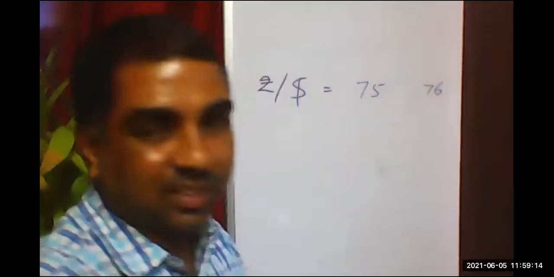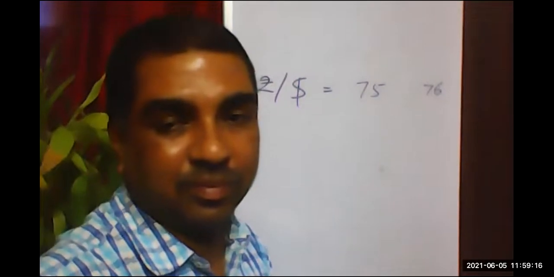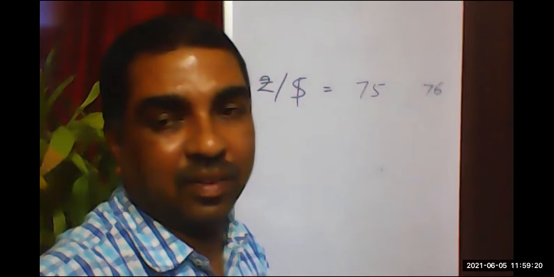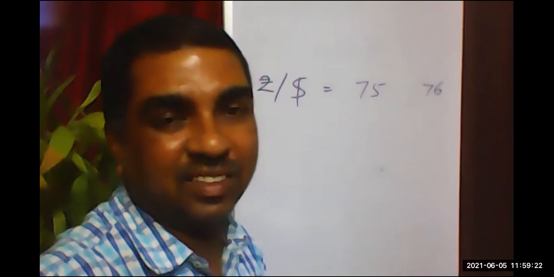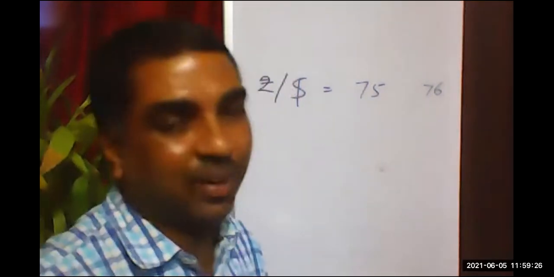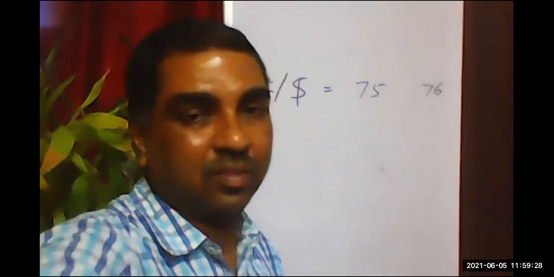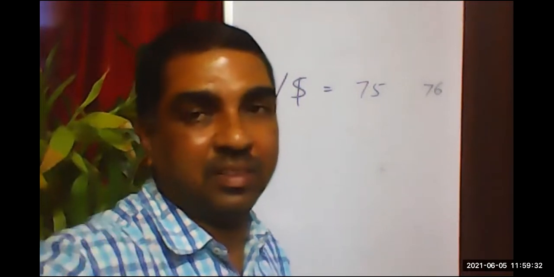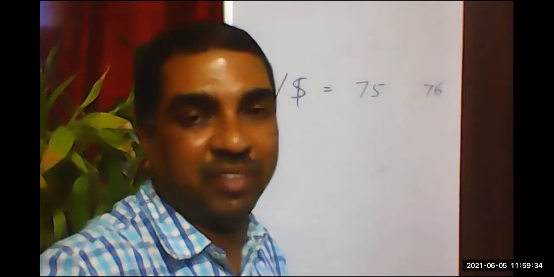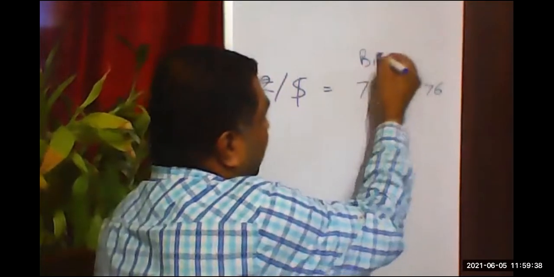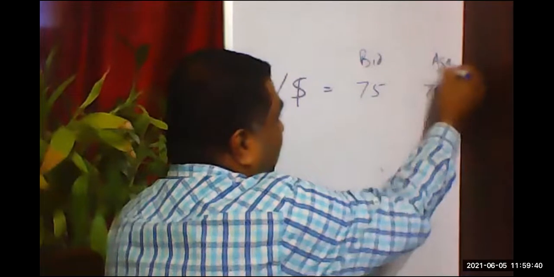Which is bid? Which is ask? 76 is ask, and what is bid? 75 is bid. So this is your bid. This is your ask. Okay.